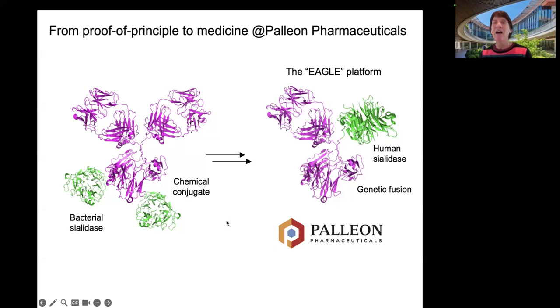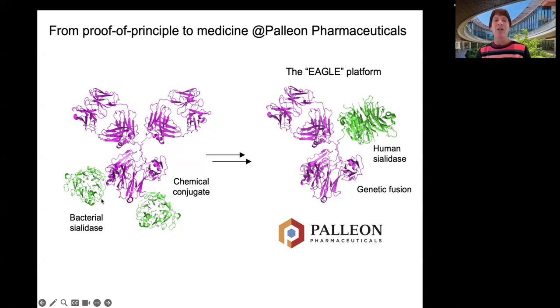And the scientists at Paleon reconfigured the molecule to make it better suited for a human medicine. The important changes that they made is, whereas we had made a chemical conjugate, or we chemically connected the green enzyme with the pink antibody, the scientists at Paleon figured out how to make that connection between the enzyme and the antibody using all genetic approaches, so no more chemistry necessary. It just makes the molecules easier to manufacture at large scales for clinical trials.